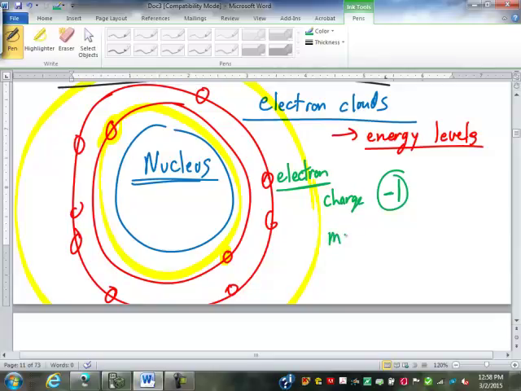It has a mass of approximately 0. It's so small it's less than 1/millionth the size of the other parts of the atom. So they're so small they don't even matter.